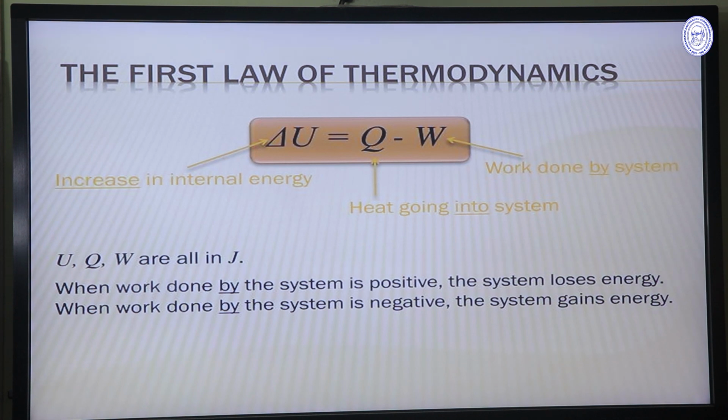Now I am coming to the first law of thermodynamics. You are all very much aware of this particular equation, that is delta U is equal to Q minus W. Whenever we speak of the first law of thermodynamics, what we basically remember is this equation. Now what is this U? U is the internal energy. If delta is put before it, that means the change in the internal energy, and as given by the arrow, delta U refers to the increase in internal energy.